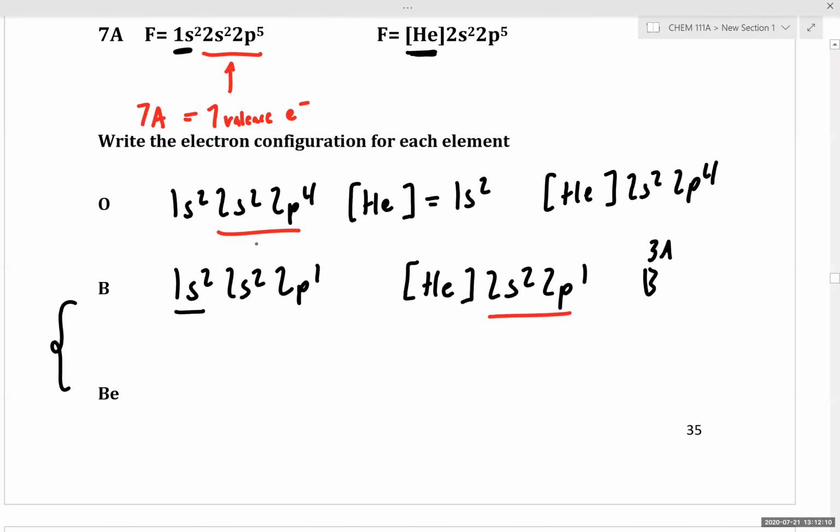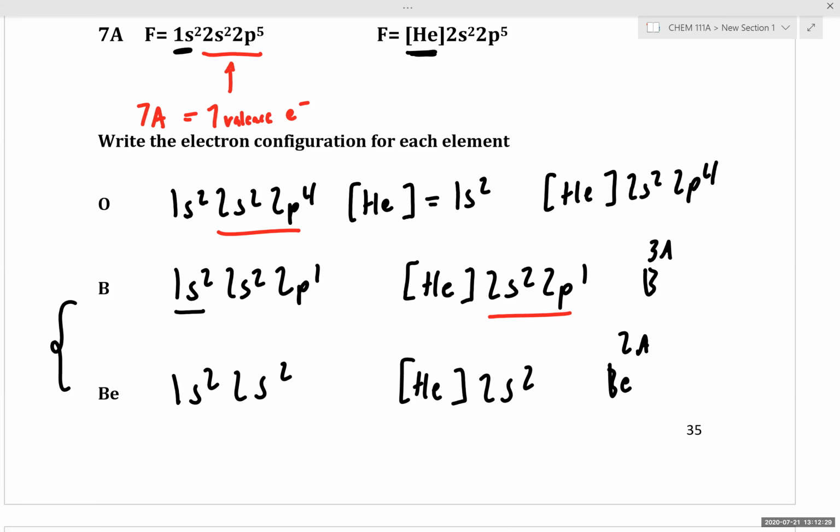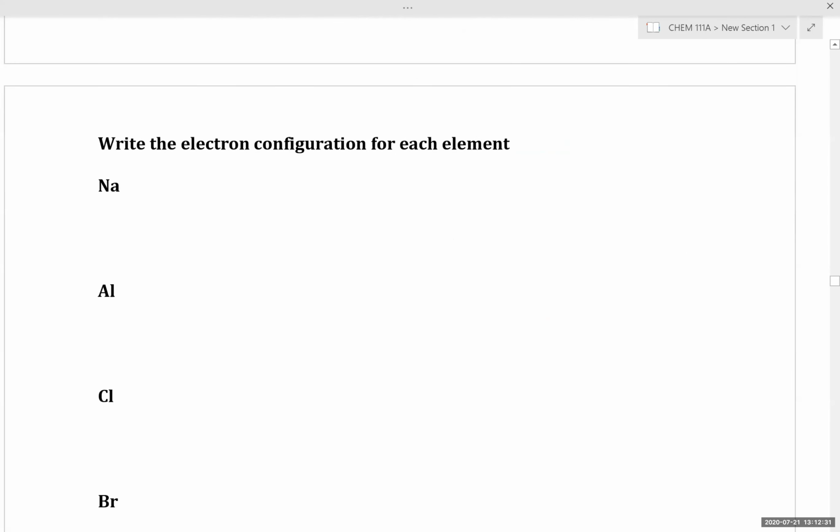For beryllium, the configuration is 1s2, 2s2. So we can write out this configuration as helium 2s2, noting that beryllium is a 2A element, and as a result, we have 2 valence electrons. Perfect. Let's do a few more examples.